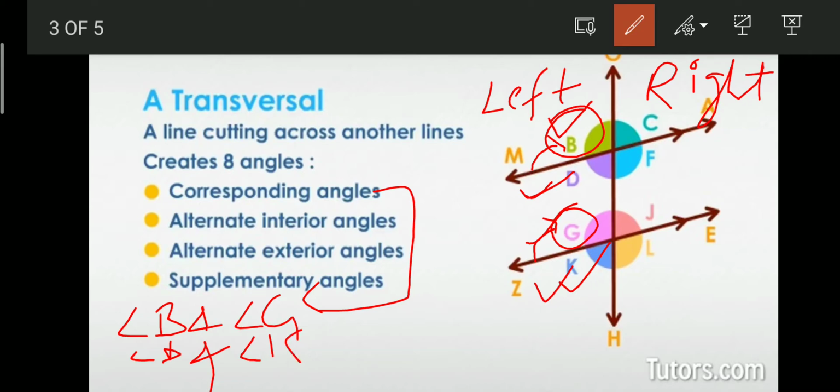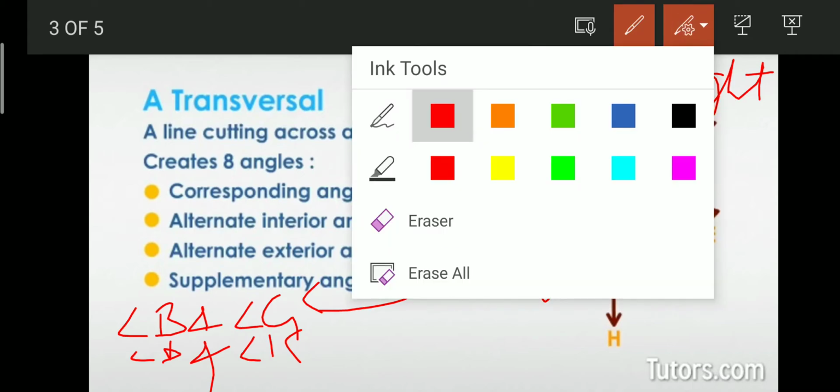In the same manner, if we talk about the right side of the transversal line, we can see angles C and J are corresponding angles, and angles F and L are corresponding angles. So these are all about corresponding angles.